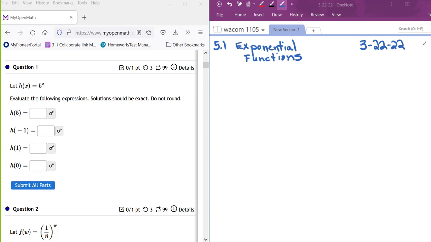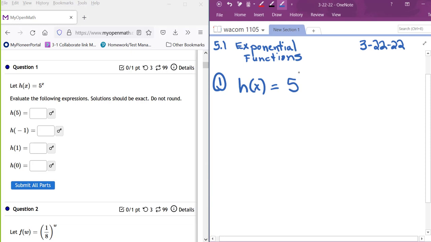These first ones, all you're really going to do is plug in. And so I just picked a couple off of this one. So we are looking at an exponential function here. h of x equals 5 to the x. And hopefully you did view the videos before. Exponential functions are functions that climb very fast.